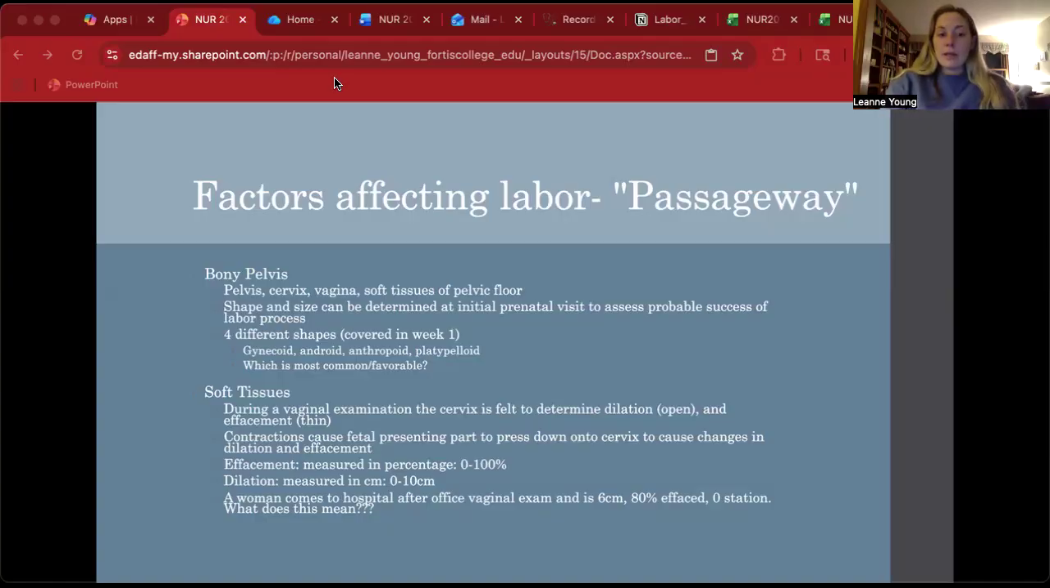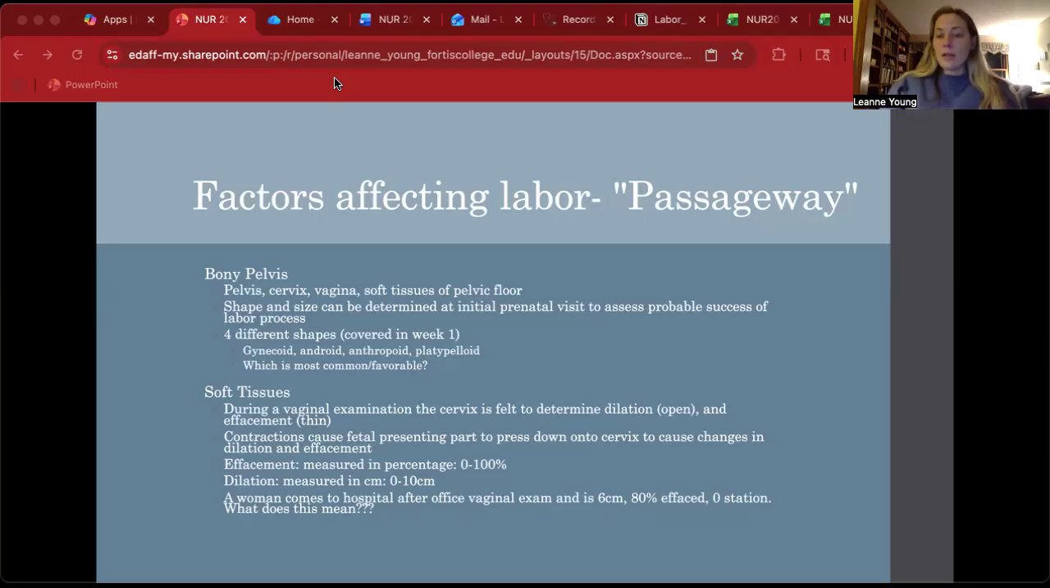Effacement, like I said, is that thinning of the cervix. And it's measured in percentage from 0 being that cervix is completely closed, thick, because the cervix is usually pretty long and thick, so it needs to thin out. So 0 would be thick, and then 100% would be that cervix is paper thin and you can barely even feel it, you barely even know it's there.